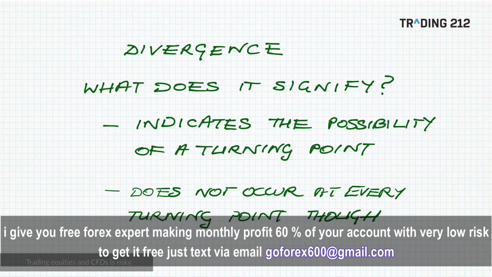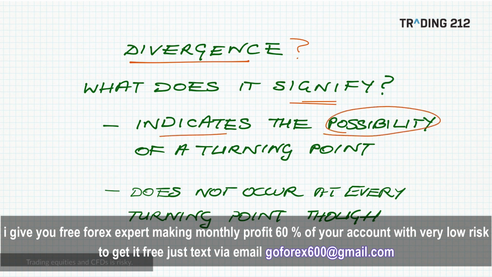And I suppose we should also be asking, what's the point of divergence? What does it signify? Why should you care? Well, when we see divergence, the theory is that it indicates the possibility of a turning point. Now, it's worth noting that it doesn't happen at every turning point. In other words, sometimes you will have tops and bottoms where there is no divergence. But the thinking is that seeing divergence occur is an indication of the likelihood of a turning point.